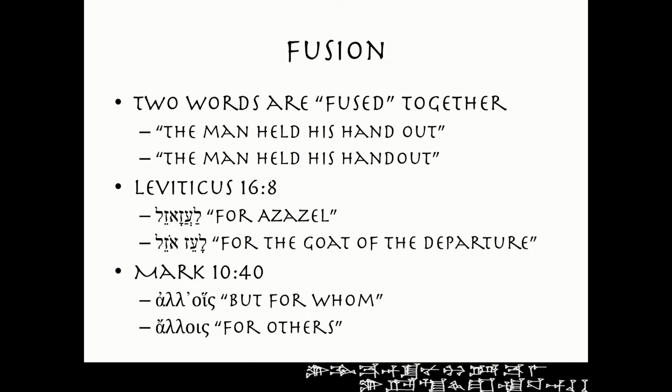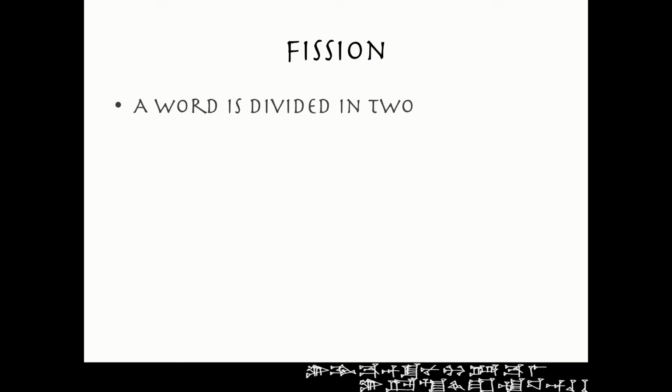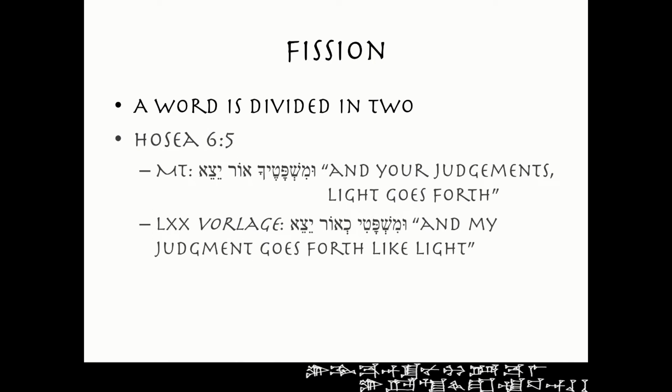In Mark 10:40, instead of having all' hois, but for whom, from alla and hois, you have allois, which is for others. And so this is these two separate words being fused together into an erroneous form. Now the opposite of this would be fission. So if a single word is erroneously divided into two.